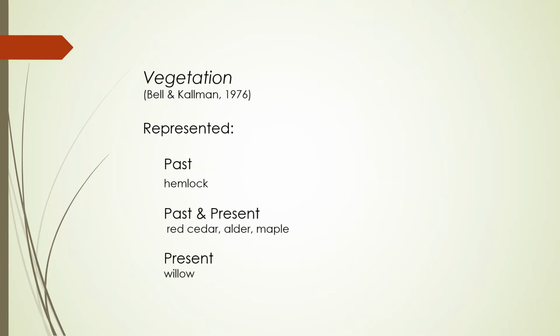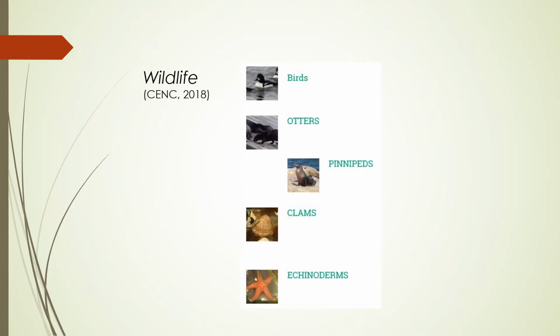Vegetation within the Cowichan clay loam contained hemlock prior, and currently contains red cedar, alder, maple, and willow. Wildlife known to inhabit this estuary are birds, otters, pinnipeds, clams, and echinoderms.